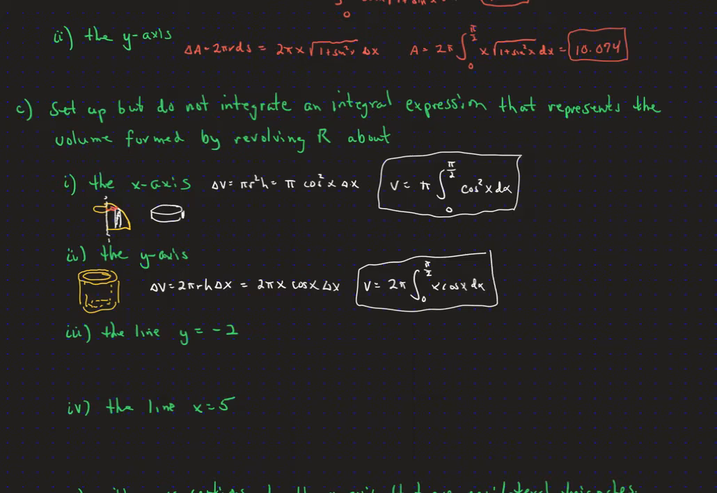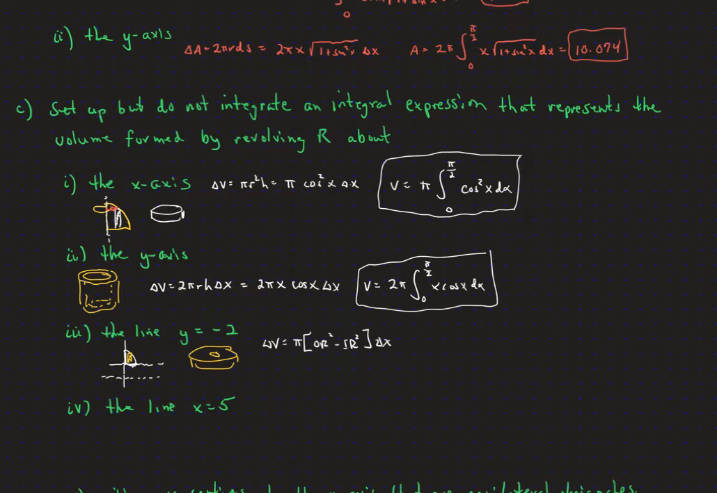And if we revolve it around the line y equals -2, then we're going to have our region, and this is our x-axis, and that's our y-axis, and we're going to come down to y equals -2. So our little differential rectangle, when we spin it around there and pull it out, is going to be a washer. And so our delta volume for a washer is going to be pi, and then outside radius squared minus inside radius squared, and that's going to be a delta x for the thickness of that washer.